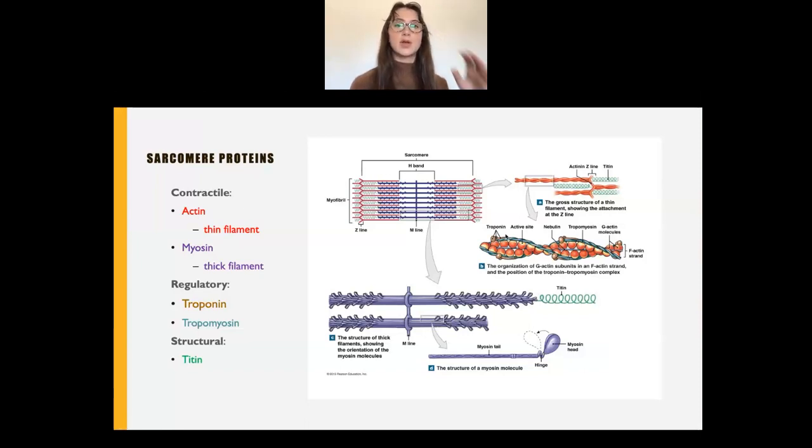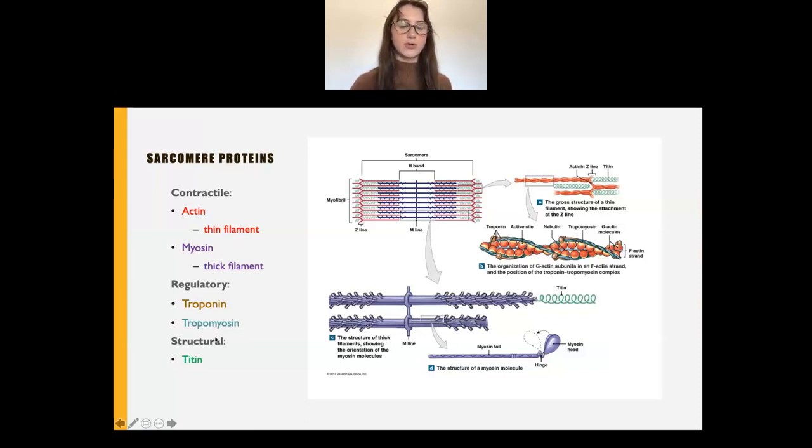The way that I remember the order of troponin and tropomyosin, because they're both a T word that sound kind of the same, is that troponin is on tropomyosin. So troponin is on top of tropomyosin. That's how I remember it.